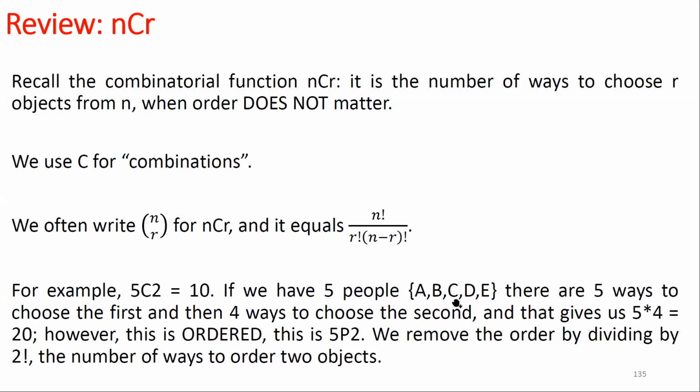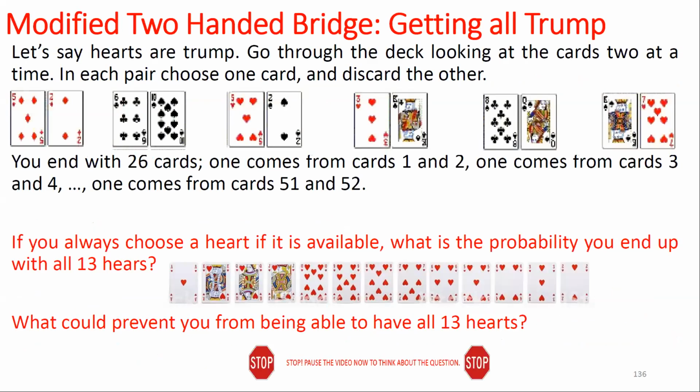So we give the people the same boring names. Maybe we'll eventually change this: A, B, C, D, E. There are 5 ways to choose the first person, 4 ways to choose the second, or 20 ways to choose an ordered pair. We remove the ordering by dividing by 2 factorial, because there's 2 factorial ways of ordering 2 people. What if we had 3 people? How many ways could we do it? How many ways could we order 3 people? 6, which is 3 factorial. Excellent.